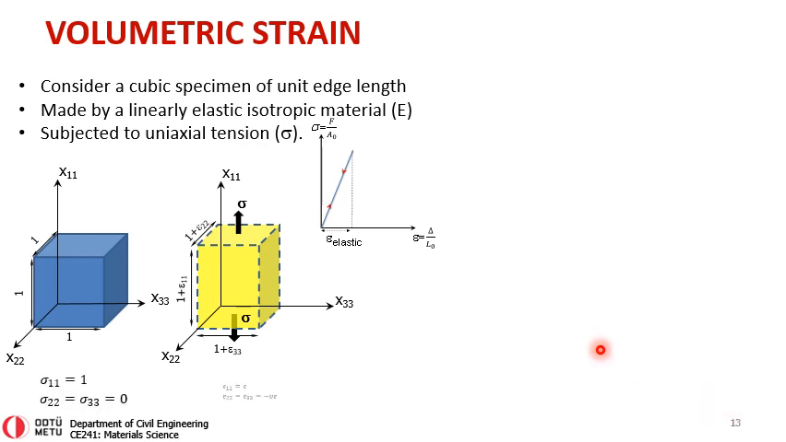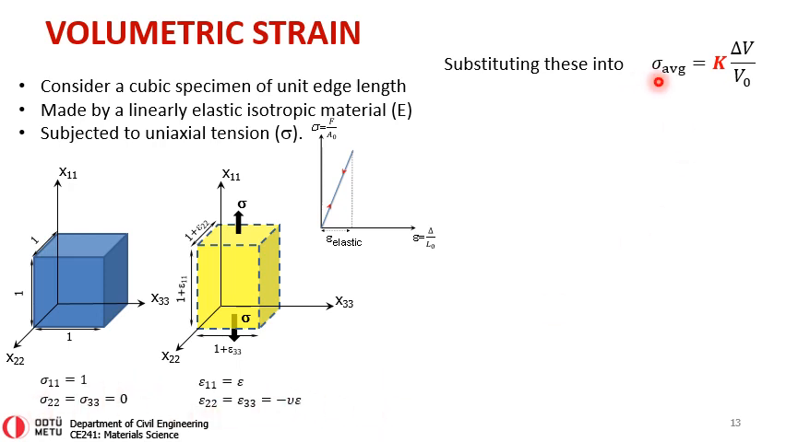Now sigma 1 is sigma, and sigma 2 and sigma 3 are 0. I just write what we have found earlier over here. Now, substituting all these into sigma average equals the bulk modulus times the volumetric strain: sigma average is 1 plus 0 plus 0 divided by 3, so sigma over 3 equals K times the volumetric strain, which we have already found as epsilon times 1 minus 2 nu. That is the addition of epsilon, minus nu times epsilon, and again minus nu times epsilon, which is why we have 2 over here. So we have this equation now.